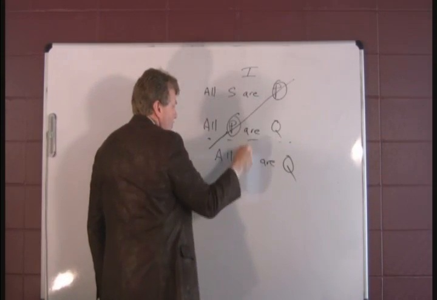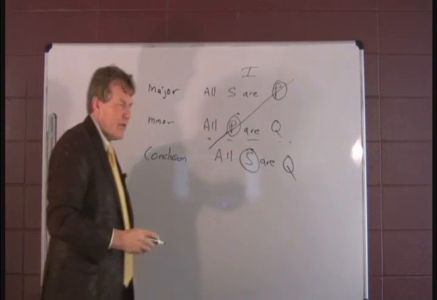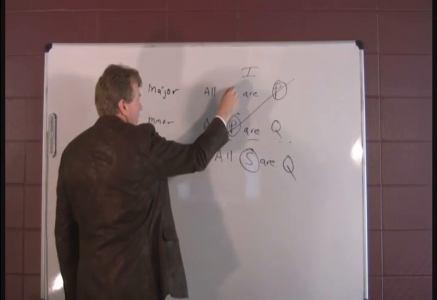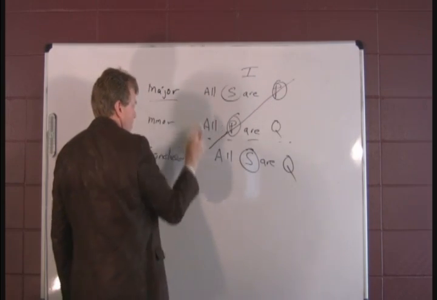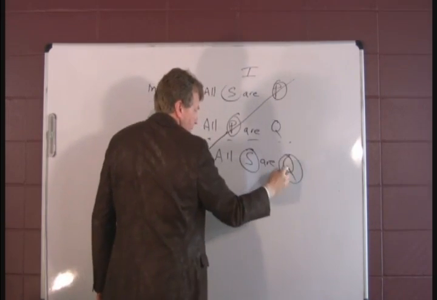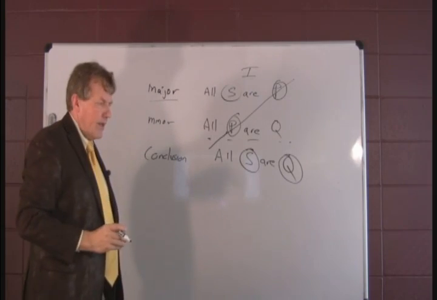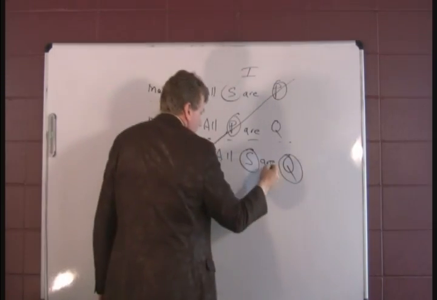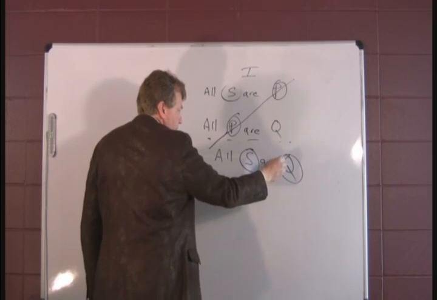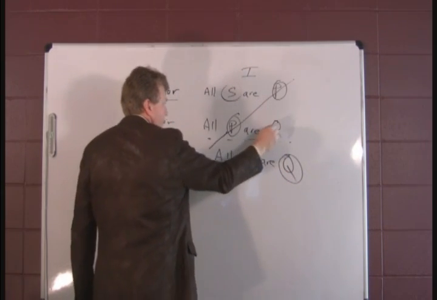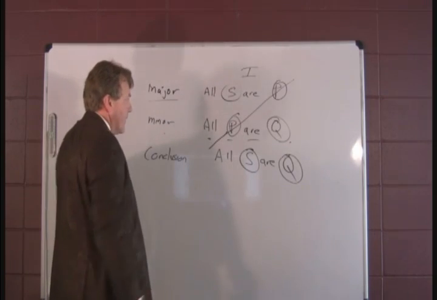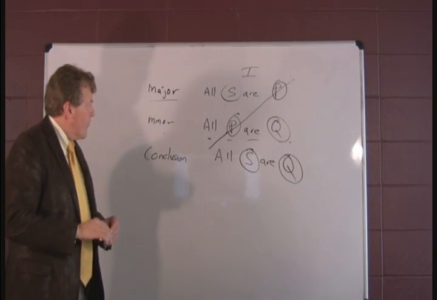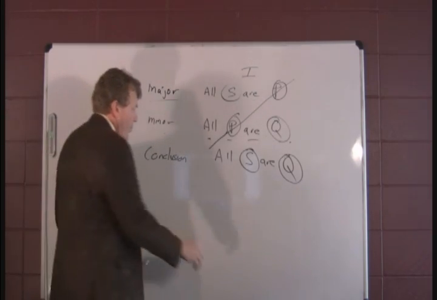Now, the major premise is the one containing the antecedent of your conclusion. You look at the antecedent of your conclusion. There's S. It's appearing up here, so that's the major premise. And then the Q is the consequent in your conclusion. All S's are Q. So you look up there and say, well, that's appearing over here, so that's your minor premise. That's how you get your major and minor premises, okay? So figure 1 runs this way.